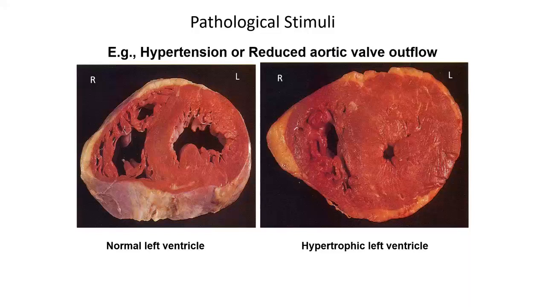Look at the wall of the left ventricle. It will be markedly hypertrophic, and the lumen is diminished. So this is a pathologic form of hypertrophy occurring in the heart due to hypertension or reduced outflow of the aortic valve.